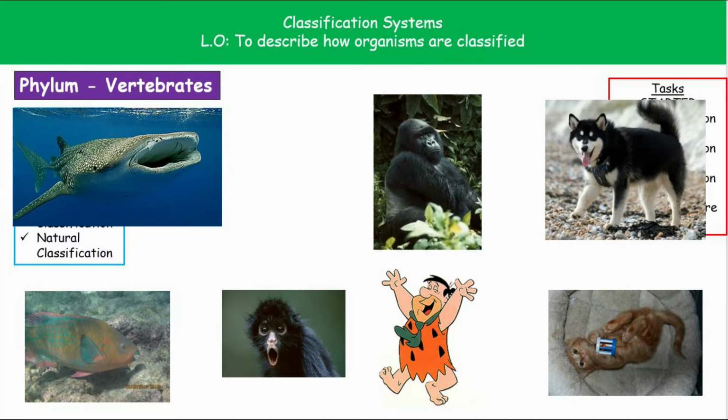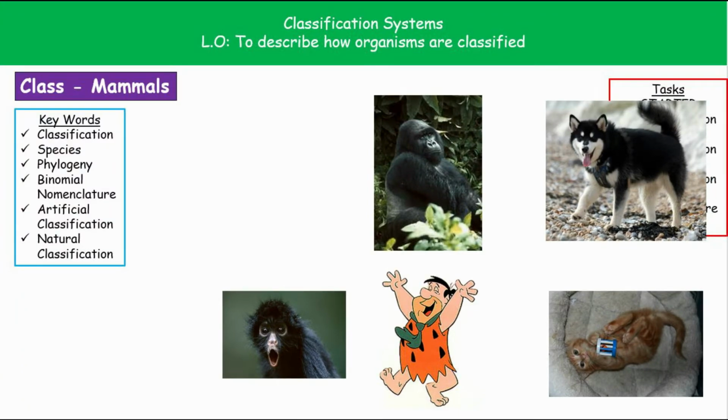So if we now split it to go into the phylum, then the phylum we're going to look at are the vertebrates. So the vertebrates phylum are those with obviously vertebrae, so they've got a backbone. Now we've got the whale shark, the parrotfish is still there, the monkey, the gorilla, the dog, the cat and the humans. The only thing we've taken out from the ones that we'd selected this time were spiders. But we're starting to make it smaller.